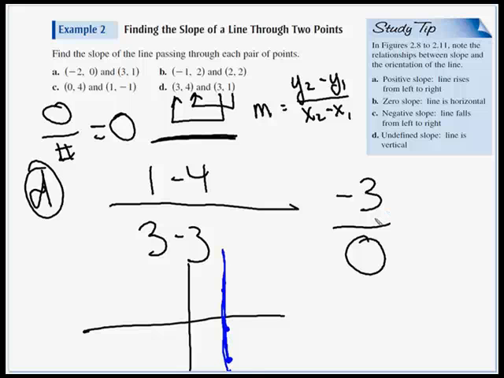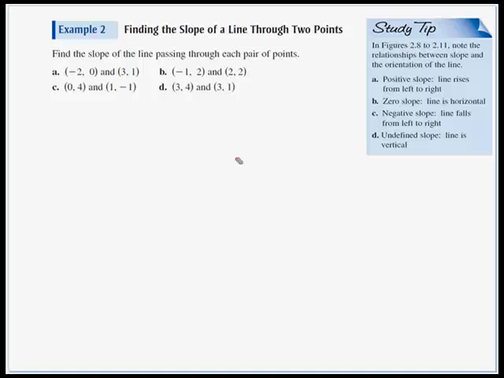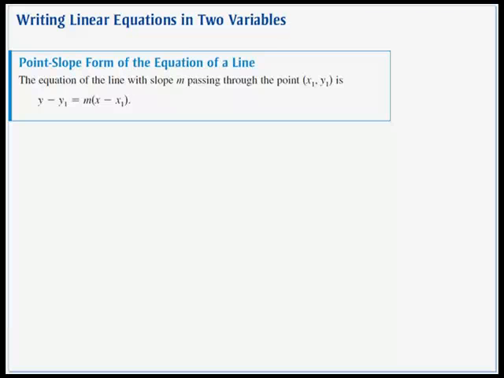So if we are dividing by 0, then we get undefined slope. The line is a vertical line. If you divide by 0, that's a vertical line. Undefined slope. 0 slope means you are horizontal. You're all run and no rise.